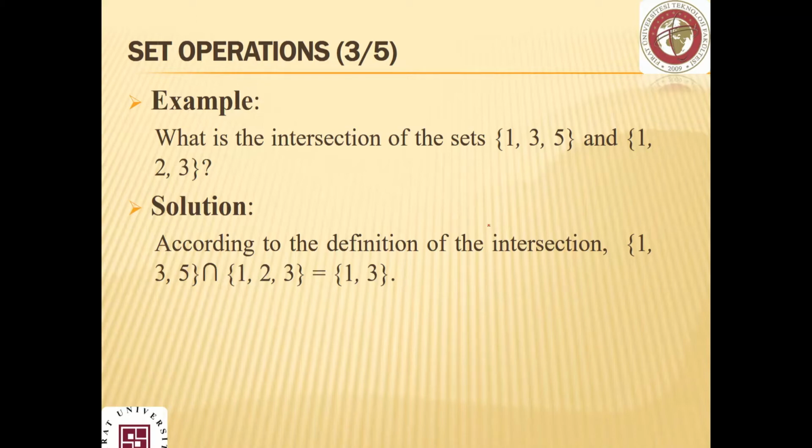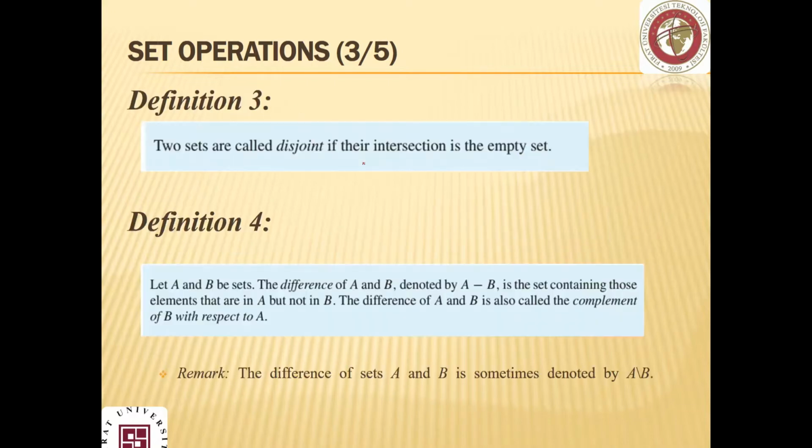Let's take another example about the intersection. Again, the same sets, 1, 3, 5 and 1, 2, 3. For the intersection we are looking for the common elements. 1 is common between the two sets. 2 is not. 3 is also common. So the intersection here is just 1 and 3. That's the intersection, the elements available in both sets.